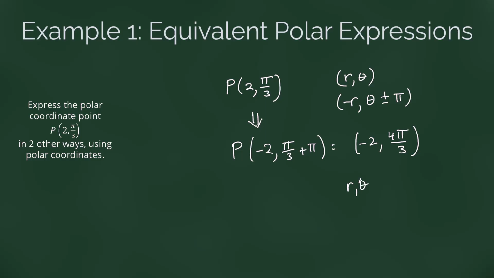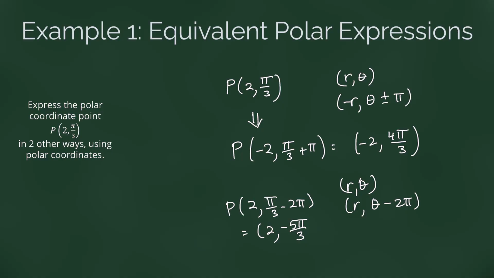Similarly, we know the point (r, theta) and the point (r, theta minus 2 pi) are the same. So we could write this as P (2, pi over 3 minus 2 pi), which is the same thing as (2, negative 5 pi over 3).